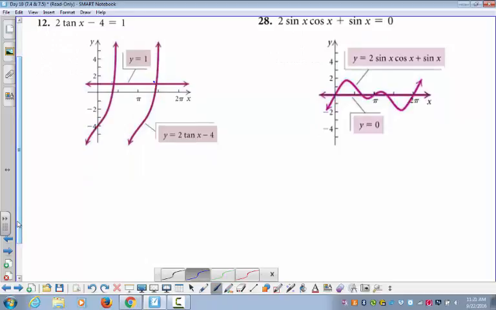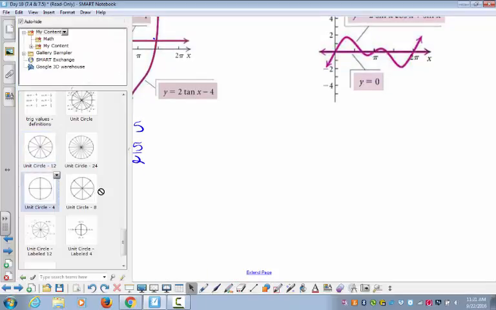So we'll just treat it like a regular equation. We're going to add 4 to both sides. We'll divide both sides by 2. And we have that. So do what we've always done. Isolate the variable term, and then with the trig equation, we have to go to a unit circle and do our business.